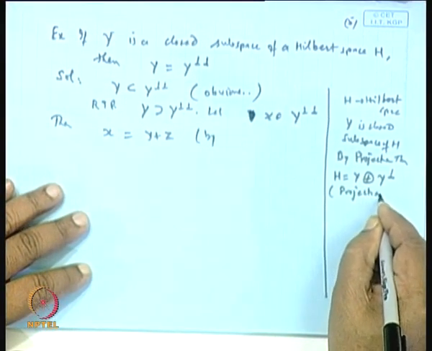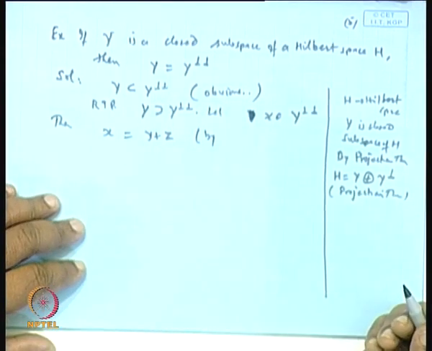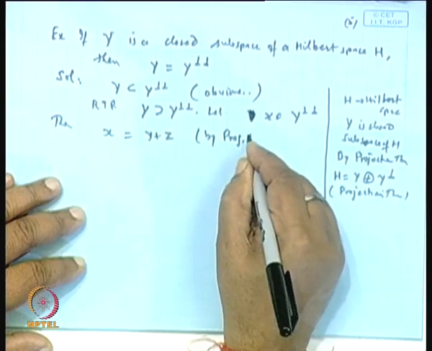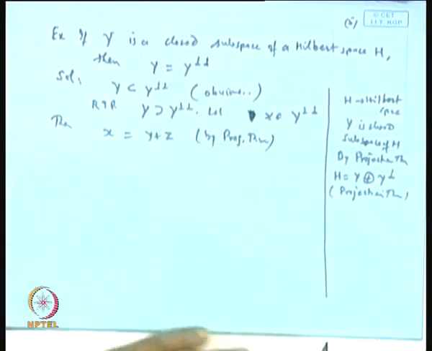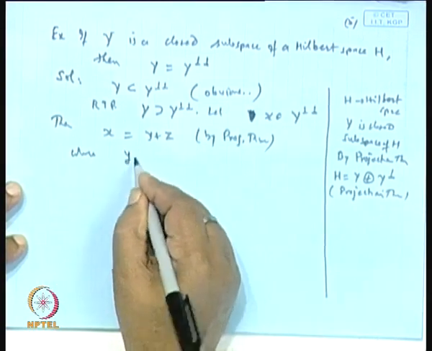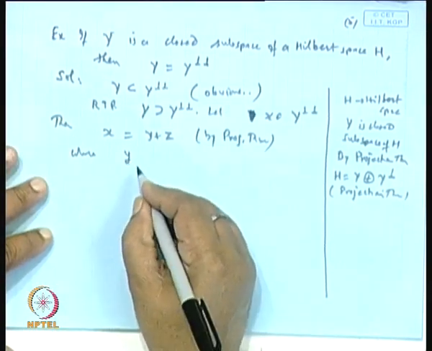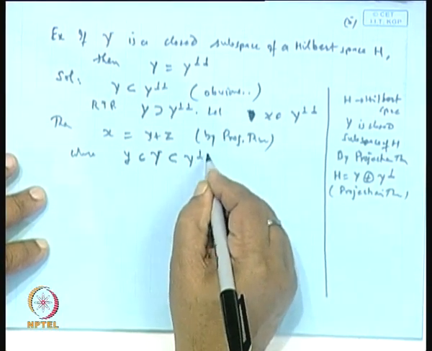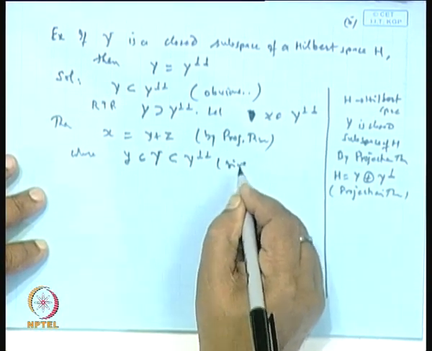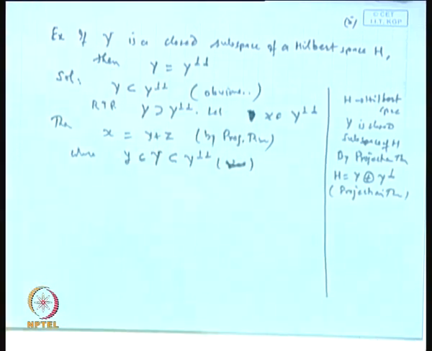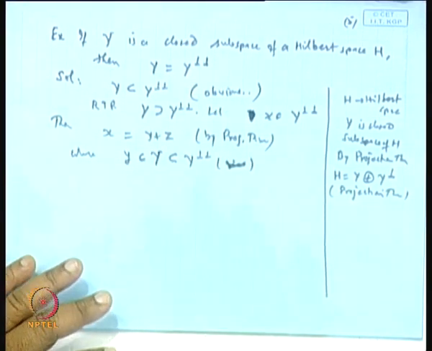Is it correct or not? Yes, by the projection theorem, where y belongs to Y, which is a subset of Y perpendicular perpendicular. It is given, in fact, it is already there.